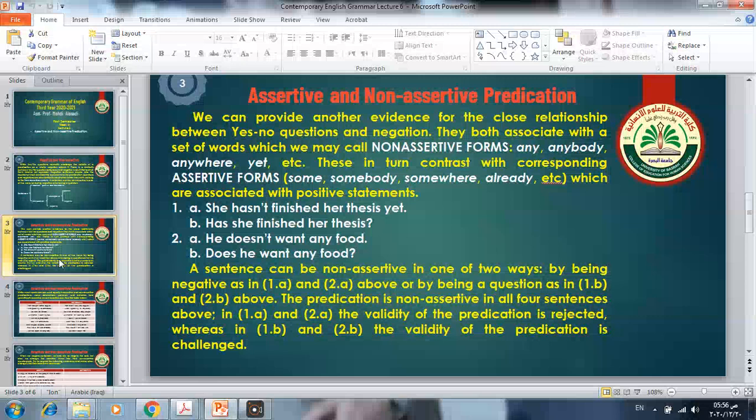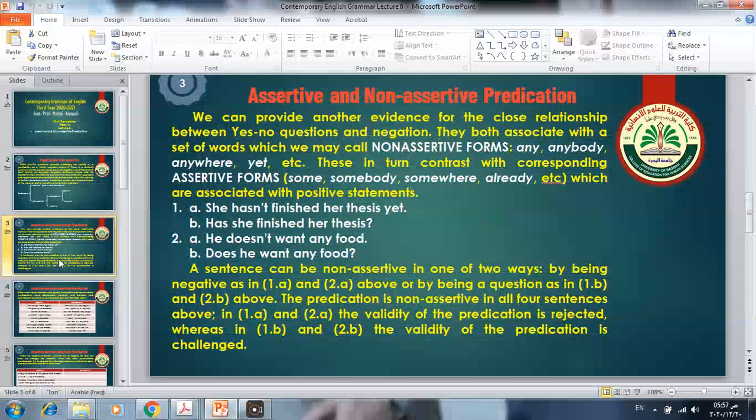Now consider the following sentences. 1A: she hasn't finished her thesis yet. 1B: has she finished her thesis? 2A: he doesn't want any food. 2B: does he want any food? A sentence can be non-assertive in one of two ways: by being negative, as in 1A and 2A, she hasn't finished her thesis yet and he doesn't want any food, or by being a question, as in 1B, has she finished her thesis, and 2B, does he want any food?